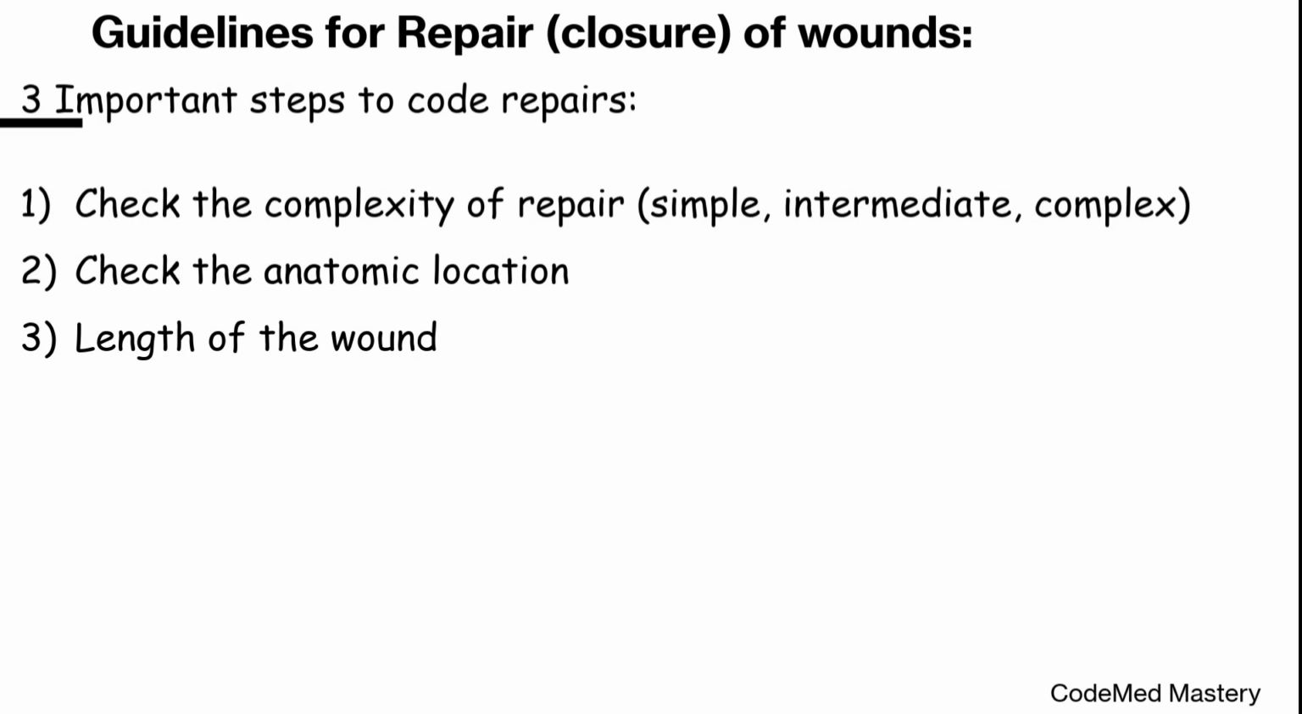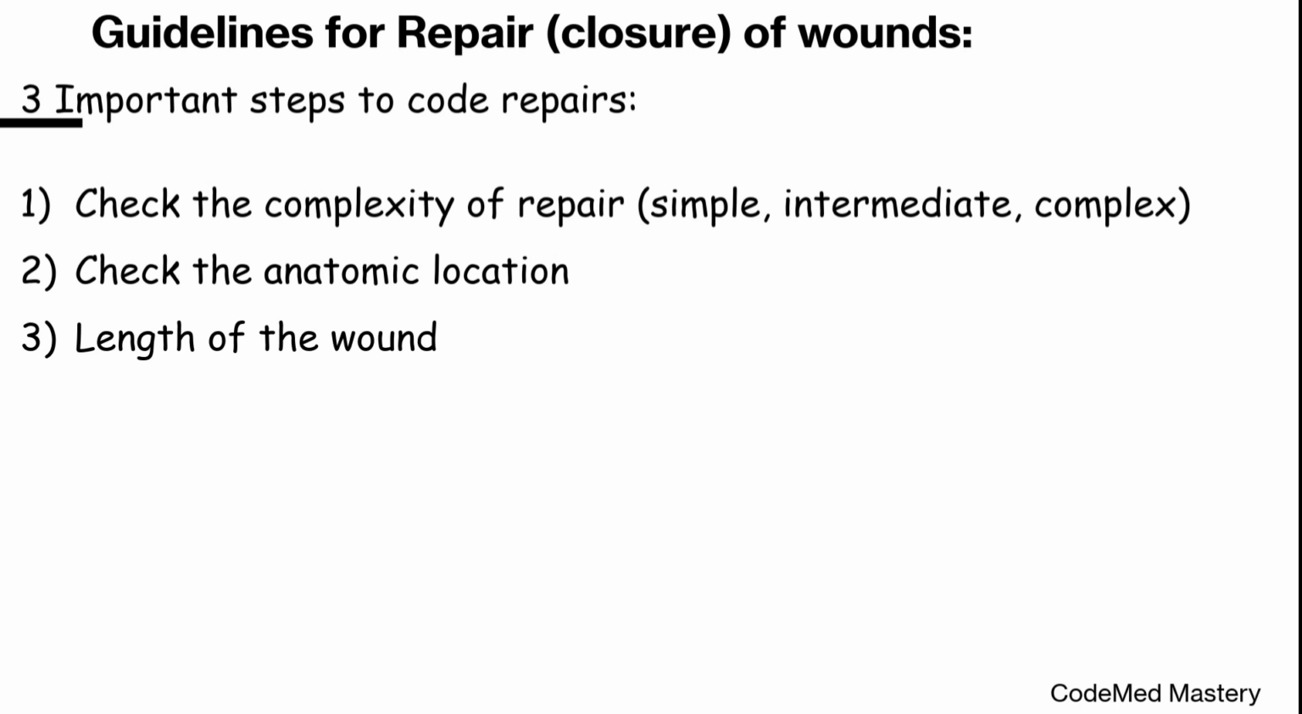There are three important steps to code repairs. First step is to check the complexity of the repair. You have to find out whether the repair is simple, intermediate or complex. In the CPC exam questions, sometimes they will mention directly whether it is simple repair, intermediate repair or complex repair. But sometimes they will mention sentences like simple one layer closure, layered closure, single layer closure of heavily contaminated wounds or extensive undermining. You have to find out what kind of repair it is.